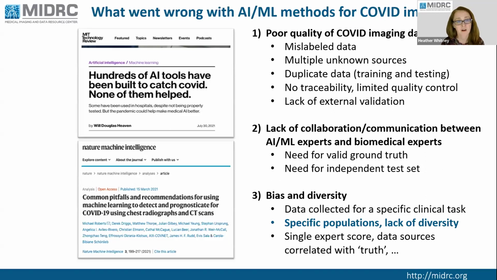And in reflection, part of that was poor quality of COVID imaging data, lack of collaboration and communication between AI ML experts and biomedical experts, and bias and diversity. And that's why we have this bias and diversity working group at MIDRC, because we want to combat some of the issues seen previously in the pandemic. One of these aspects was that a lot of data was collected for just specific populations, which limited its generalizability. Another way of saying that is lack of diversity was seen in the data. So this motivates all of the work that the bias and diversity working group does within MIDRC.